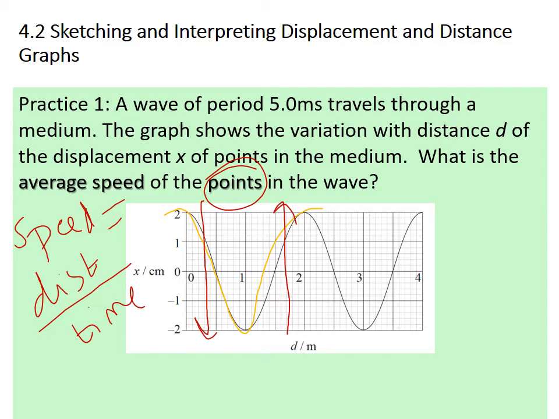So from 2 to -2, that's 4 centimeters, and then returning up to starting position would be 4 centimeters. That's a total of 8 centimeters distance traveled. Divide that by the period of this oscillation, and that'll give you the average speed of the points in the wave.